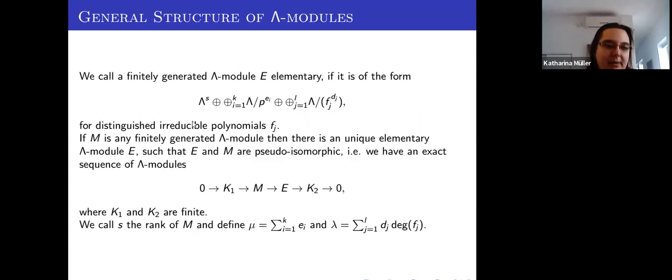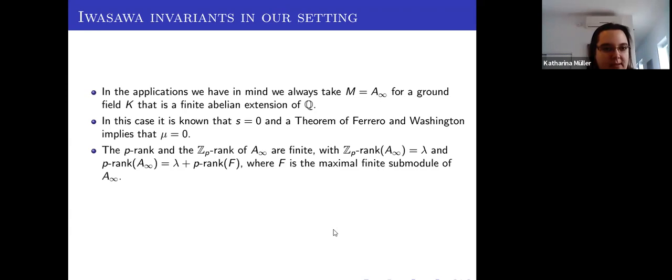So if I go back to my elementary module, I see that this Λ to the s disappears and this finite sum Λ over p to the e_i disappears. So I'm left with this part, which is measured by small λ. And the p-rank and the Z_p-rank of A∞ are finite, because I don't have the Λ part, I don't have the μ part. And the Z_p-rank of A∞ will be equal to λ, and the p-rank will be equal to λ plus the p-rank of F, where F is the maximal finite submodule of A∞.